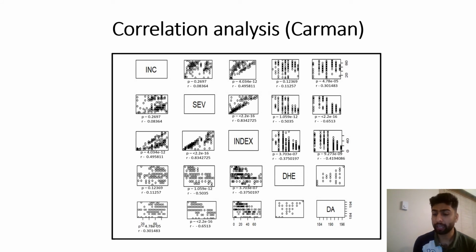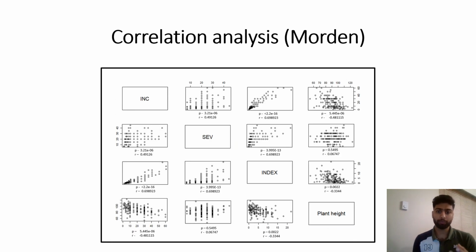So it has a negative and significant correlation, which means the more the days to heading, the more the days to anthesis, the less will be incidence, less will be severity, less will be index. If you talk of Modern, the morphological trait was plant height. As your pathogen is soilborne, the more the distance between the pathogen and the head of your plant, your spike, the less will be disease, because your pathogen is in the soil and it has to reach the spike. So incidence is basically the contact, right, that the pathogen makes. So incidence and plant height are negatively and significantly correlated.